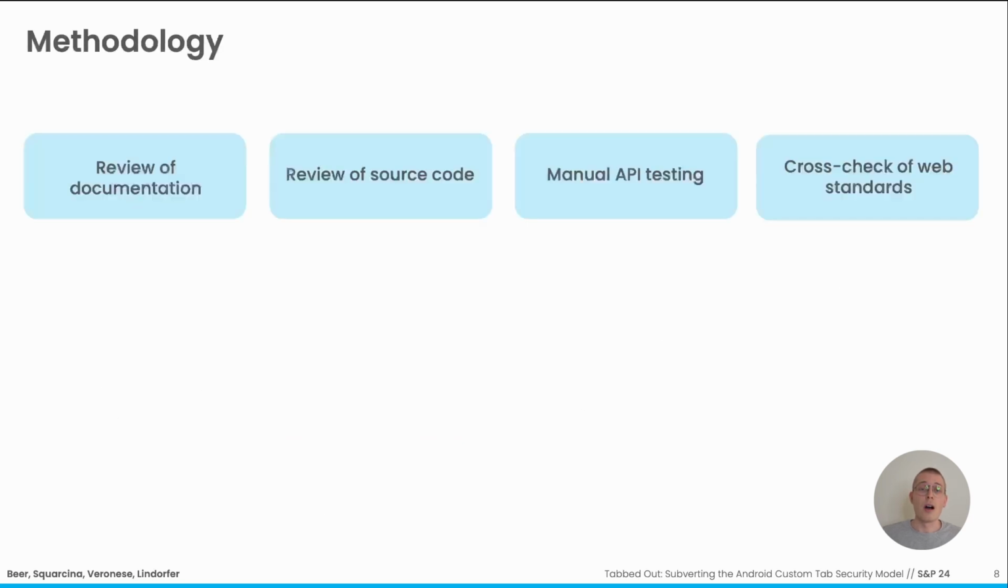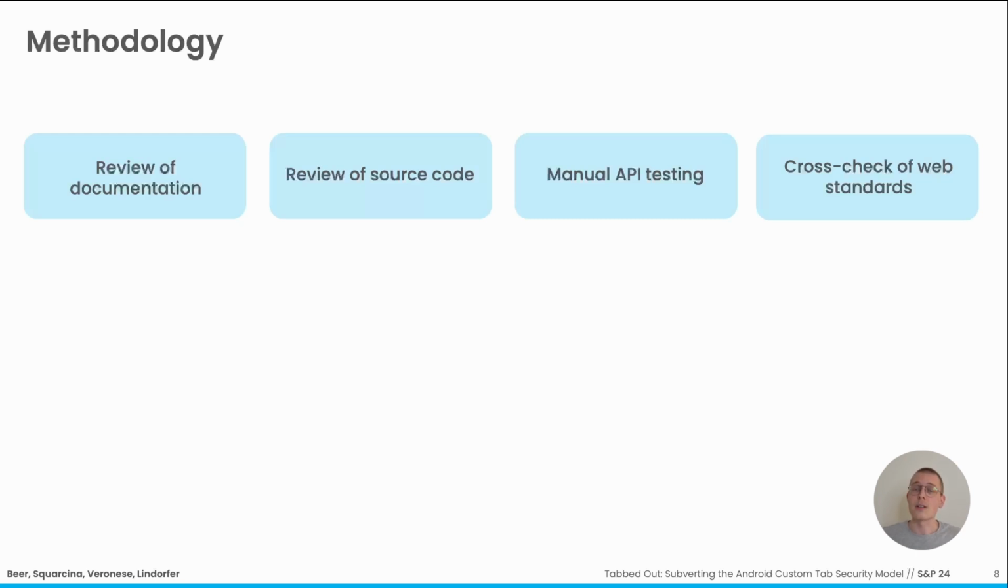Okay, so our methodology to analyze the security of custom tabs is built on 4 pillars. First, we reviewed the official documentation of custom tabs, and we did this basically to find general design flaws in the custom tab component. We then also reviewed the source code of Chrome, and we did this for 2 reasons. First of all, this allowed us to identify functionality that is present in a custom tab but is not documented.